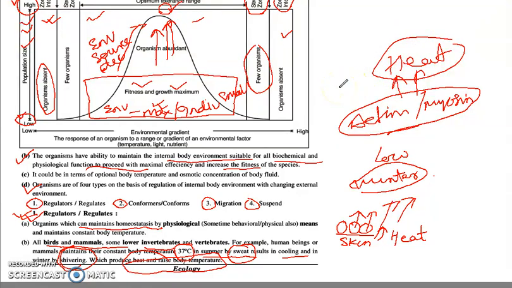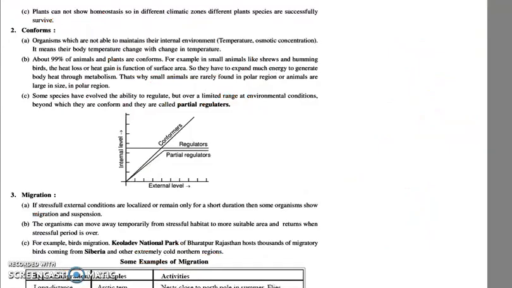Got it? So this particular behavior is called homeostasis, and this type of behavior where the body temperature remains constant, whatever may be the change in the environment temperature, is called regulators. Okay, my friends. Next, it has been found, what are conformers?